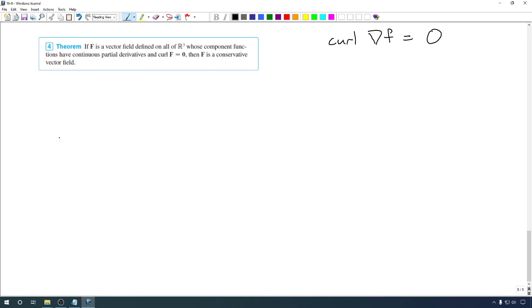So let's say we have any path from, let's say, point A to point B. So we have some path, let's call it C1. We have the path integral over C1 of F dot dr. And we have another path that we'll call C2.